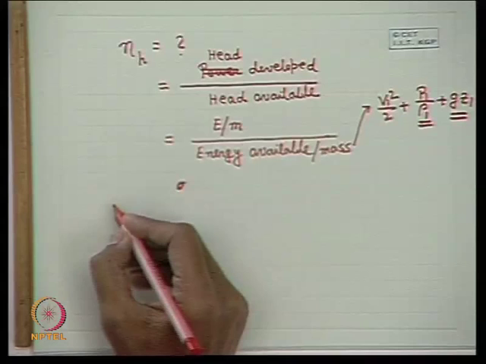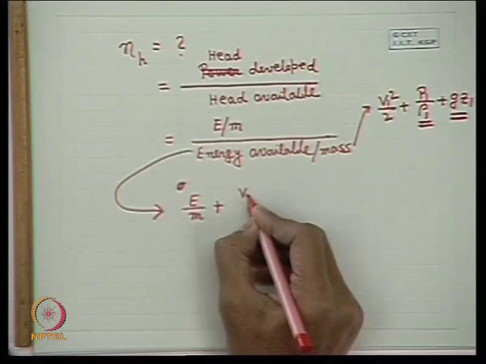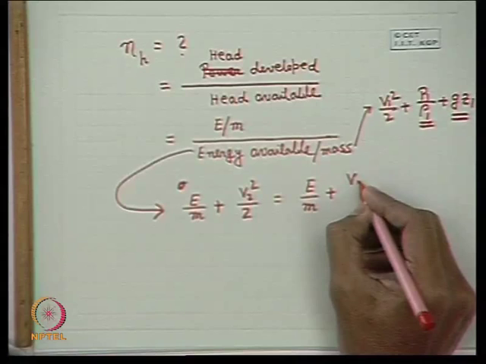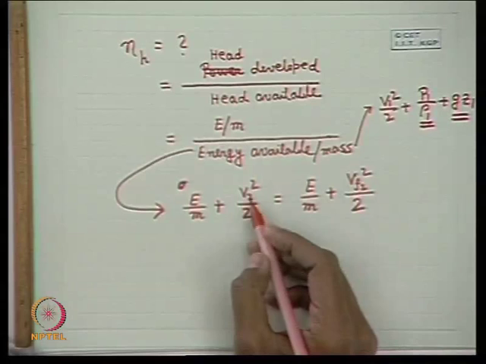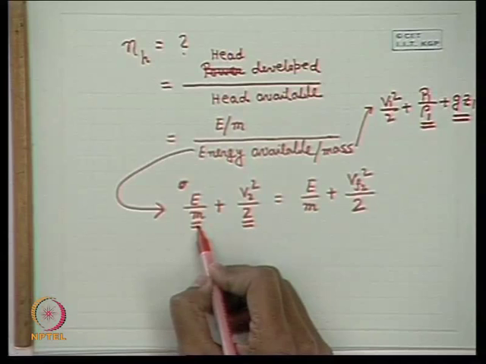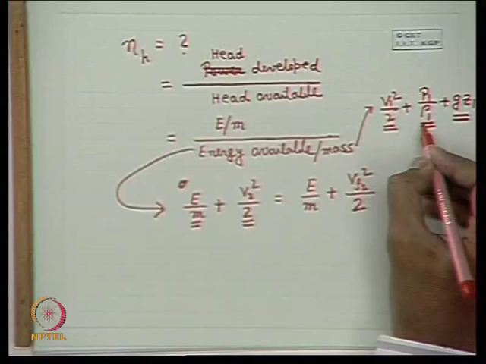You can find this energy available per unit mass as the energy developed plus the energy lost, that means E by M plus Vf2 square by 2, because V2 is Vf2. This is because this is the energy which is going out of the runner. Therefore, this is the energy which is extracted by the runner. So, if you discard the friction, this plus this is the total amount of energy which the runner received at its inlet. That means this is the energy which comprises the kinetic energy, pressure energy, and the potential energy.